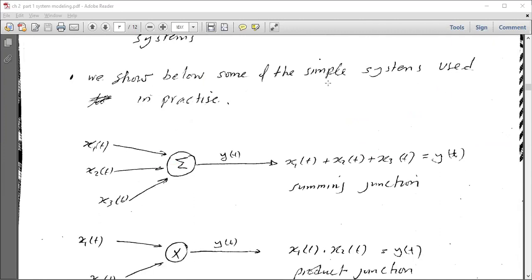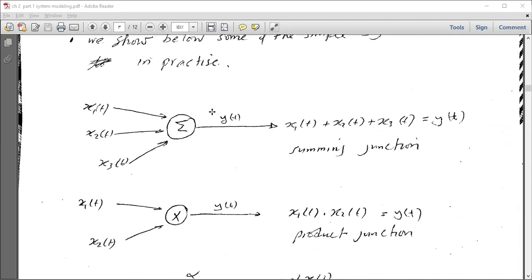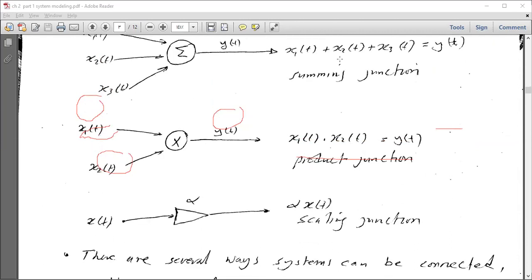We show below some of the simple systems used in practice. Let's see what they are. First, the summing junction. Easy summing junction: signals come in, one, two. We can imagine it as a system. You just sum up all the inputs and you get the output. So for the summing junction, to get the output you sum all the signals. This is one way.